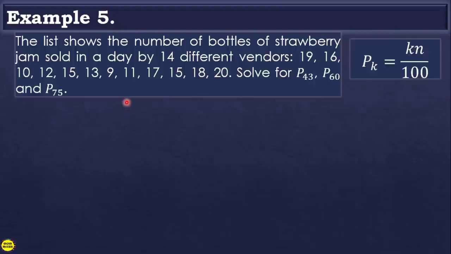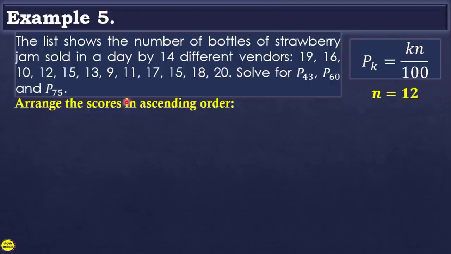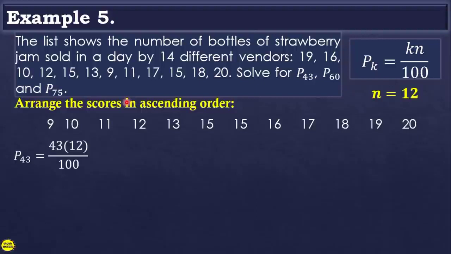And then using the formula k times n over 100. So remember, kapag hindi whole number ang na-compute natin, i-round lang natin yung sagot natin to the next whole number. Pero kapag whole number, between the two given values. So yung n natin is 12. So to arrange this, first arrange the scores in ascending order.